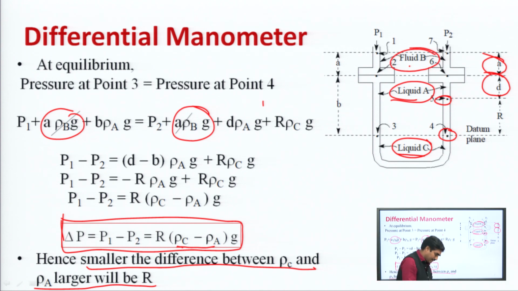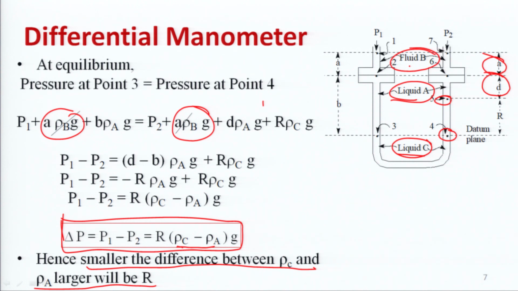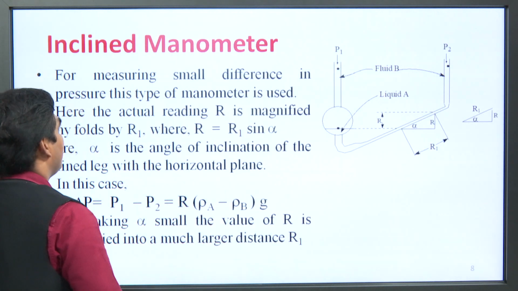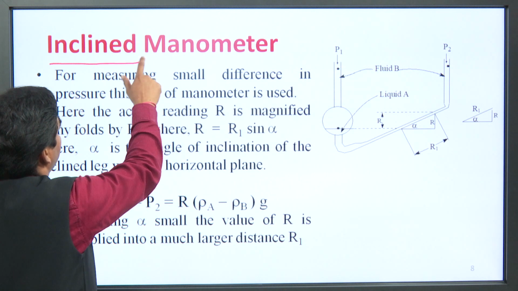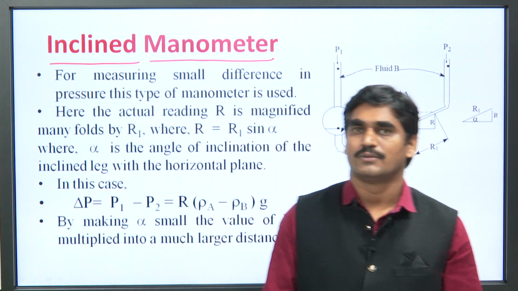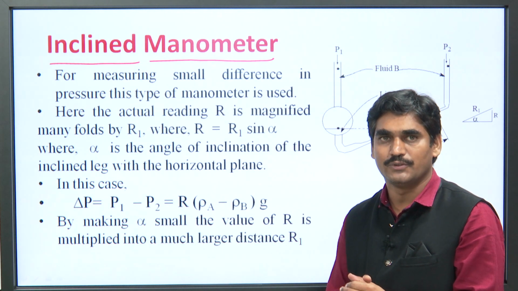Both these manometers have an application in pharmacy. They are used for measurement of very small pressure differences. The simple manometer is the most frequently used manometer. Now, the third one is the inclined manometer, which is the third type and is very less frequently used.